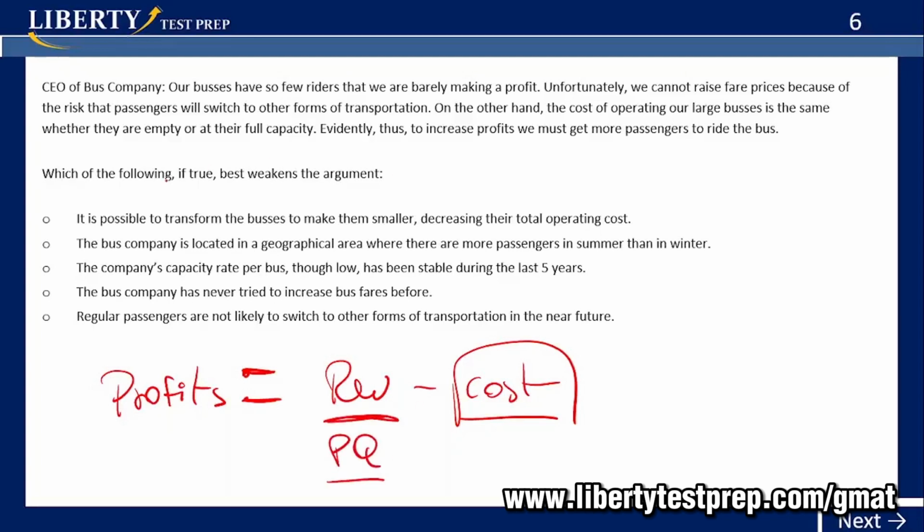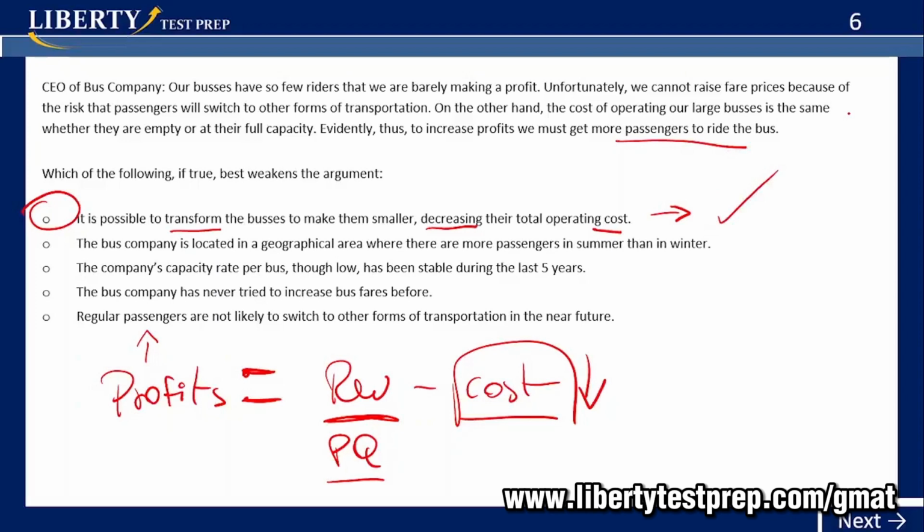Okay. Now here, if you check letter A, they say there is a way that you can do something to the buses. You can adjust them, right? You can transform them. You can convert them into something else, and you will decrease the costs. So if you have less costs, what happens to the profits? It will go up, of course. So is that another way to increase your profits? Yes, that's another way to increase your profits. So getting more passengers wasn't the only way. So that will weaken your main conclusion. Okay, so that's the answer here, letter A.